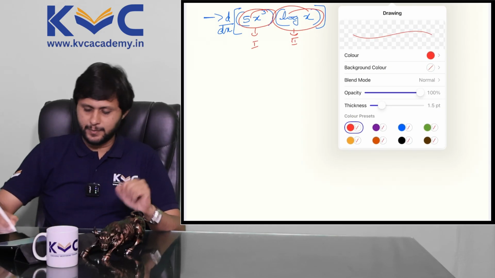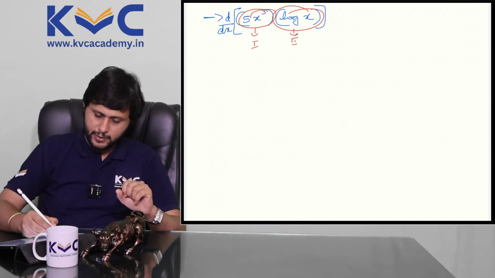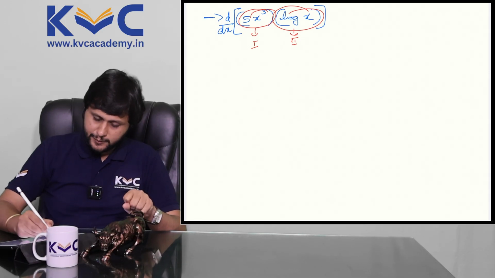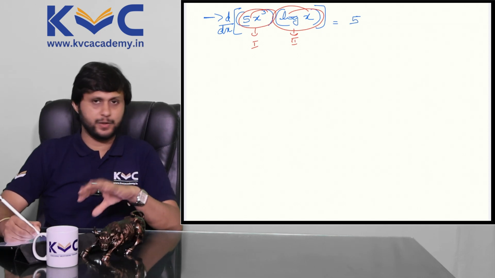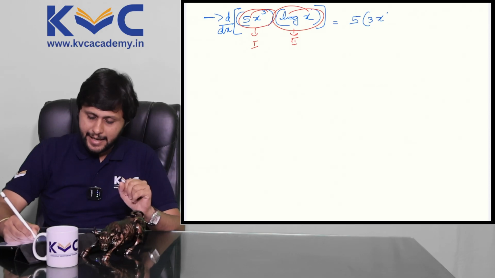Okay, now this is the third problem. So let us do it a little fast. Fine. So what should we do? The rule is differentiate first function. What is the differentiation of first function? 5 as it is, because it is the constant. Differentiation of x cube is 3x square.